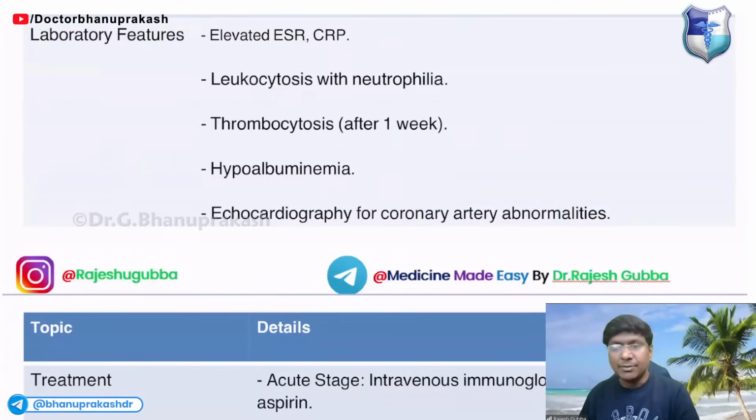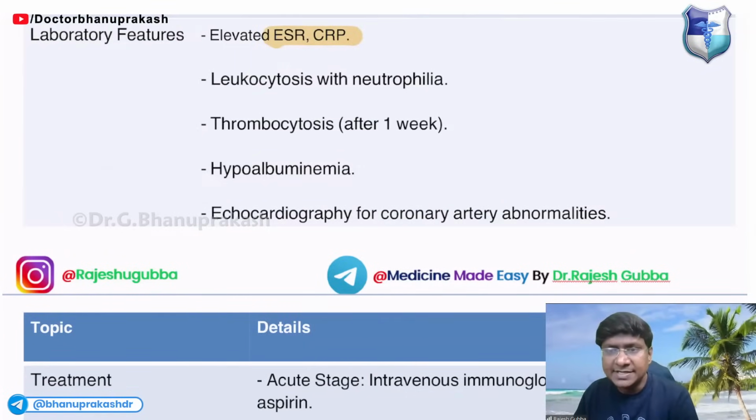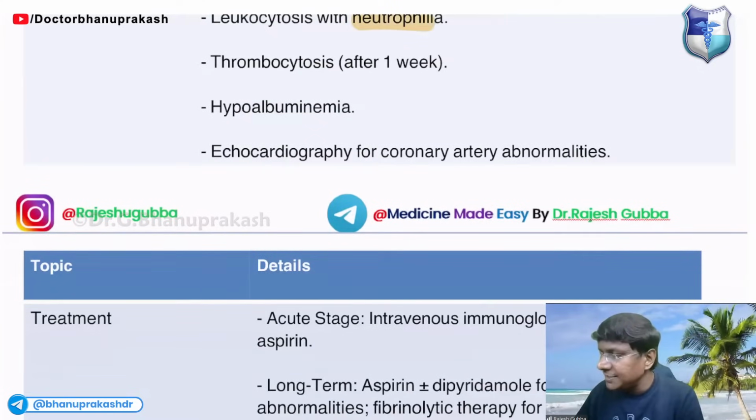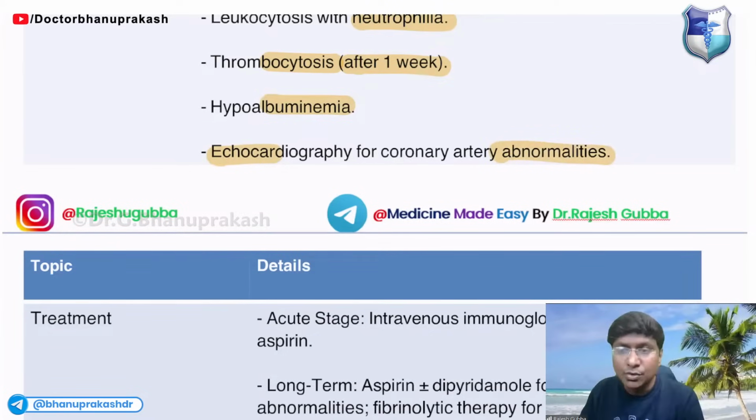And what will be the laboratory manifestations? Because it's an inflammatory condition, the ESR and CRP are elevated. And the other features that you'll have are neutrophilia, thrombocytosis after 1 week, and hypoalbuminemia. Echocardiography is done in order to look for coronary artery abnormality.